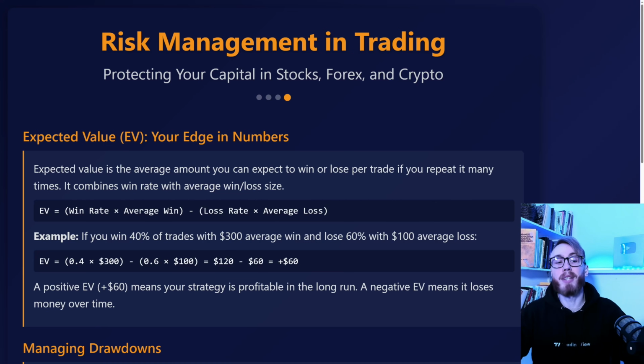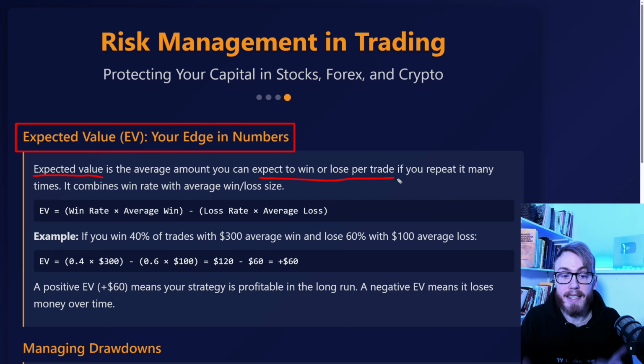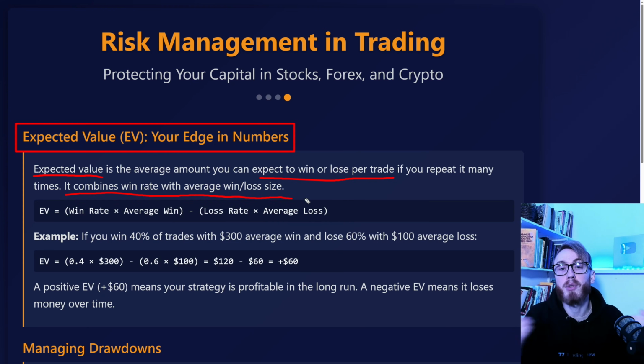But right, so now I do want to talk about what, at least in my opinion, is the most important concept in risk management, and maybe the most important concept in trading in general, and that is expected value. So if you haven't heard about expected value, make sure to really pay attention. In simple terms, the expected value is the average amount we can expect to win or lose per trade if we take many trades. So this is basically a measurement that combines our win rate with average win and loss size.